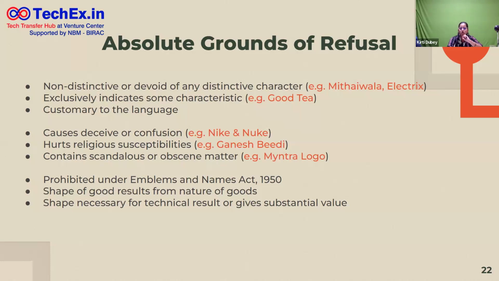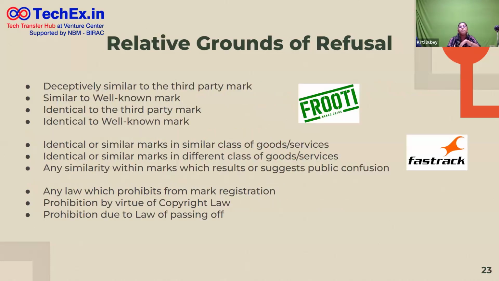Absolute grounds are typically harder to defend because they pertain to your mark itself, that you have not chosen, coined or designed a great mark, a good mark to be registered, which is a concept we are going to dive into further.